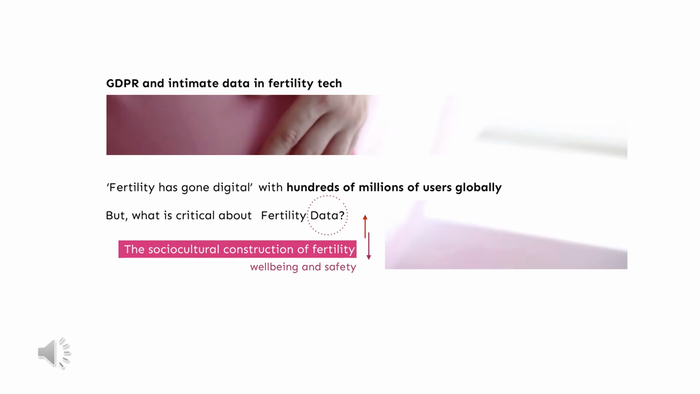There is a long history of tracking the intimate body, and in this paper, we focus on fertility monitoring. Simply put, fertility has gone digital and fertility tracking applications have hundreds of millions of users around the world. But what's critical about intimate data then? In addition to the known privacy concerns, we take a step toward also understanding the socio-cultural construction of fertility, which impacts, for example, the well-being and safety of people in gender-specific ways.